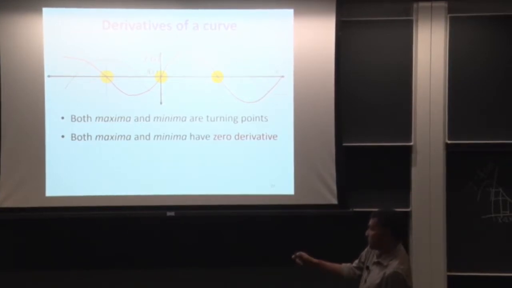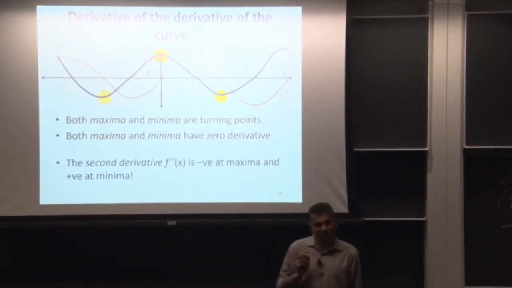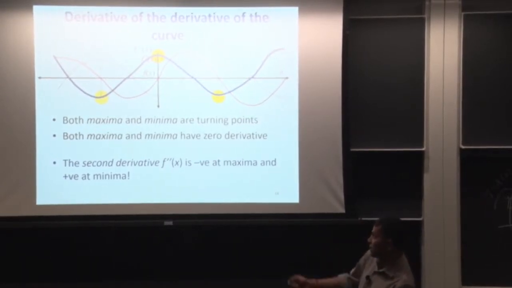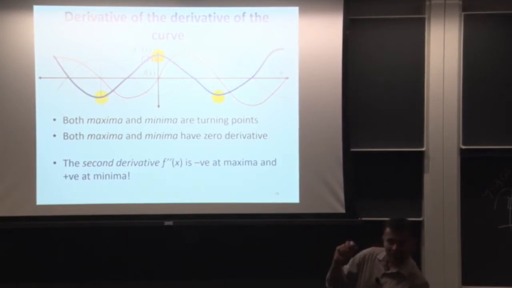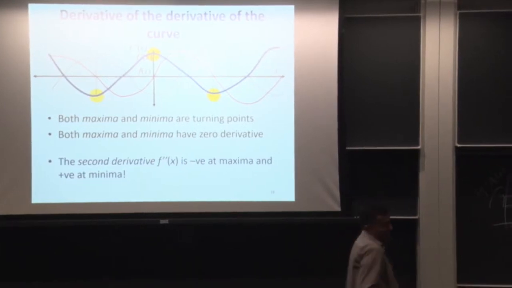Here the derivative is 0, so you can see that the derivatives become 0 at both minima and maxima, and so we have to check the double derivative, which is the slope of this red curve. And we will see that the double derivatives are negative at maxima and positive at minima.